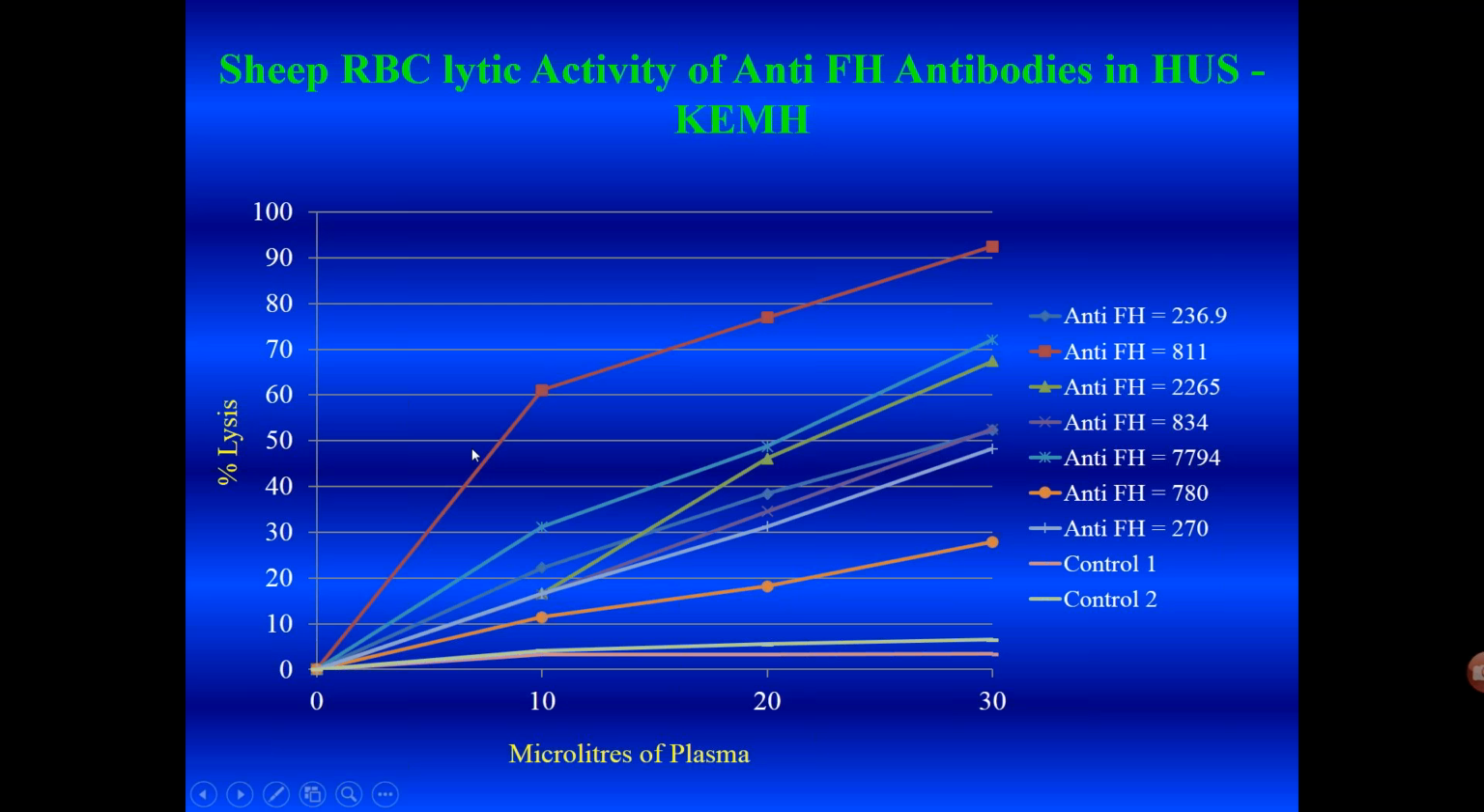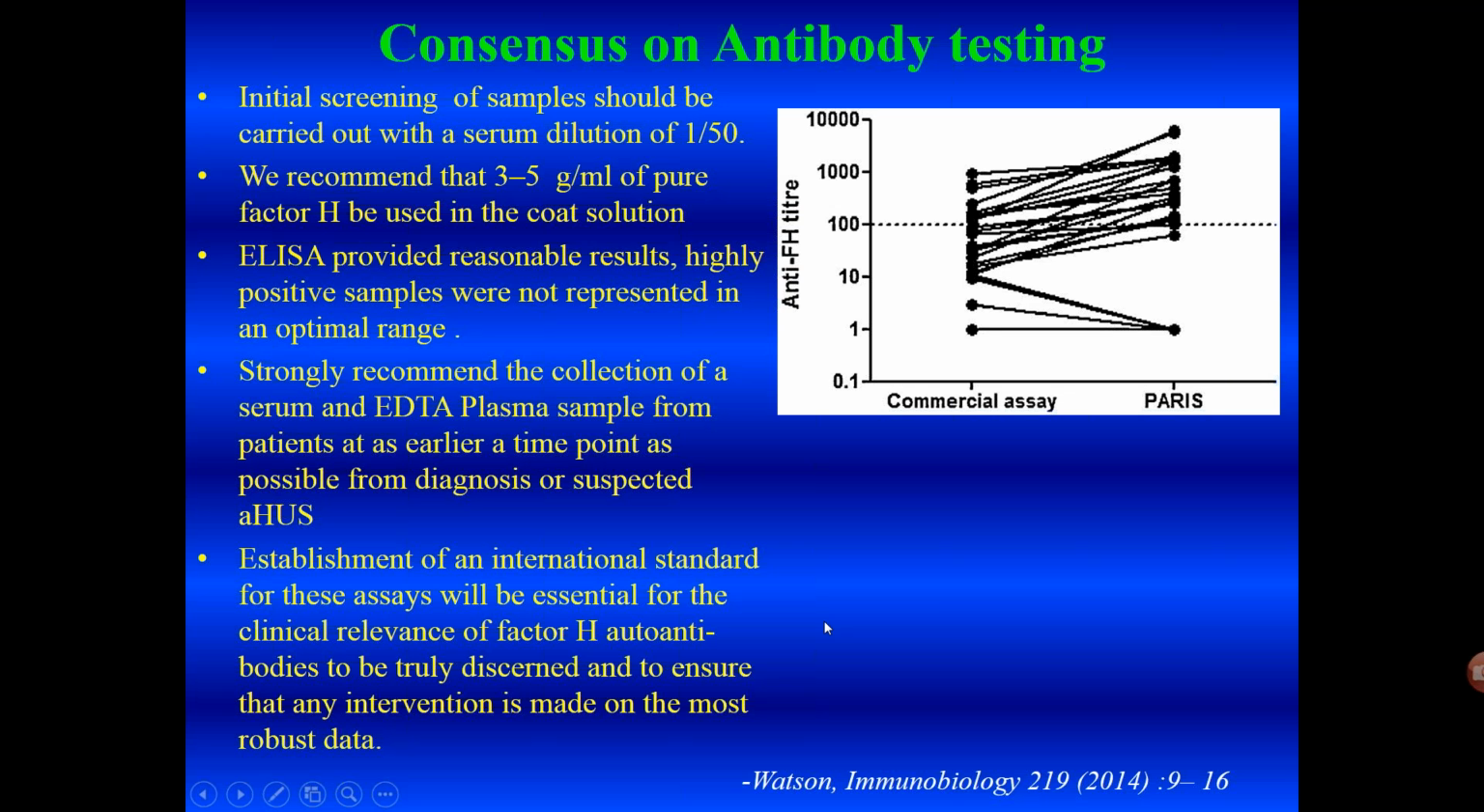This patient had a severe relapsing course, 7 times relapsed in the course of a year and a half, and his antibody titer is around 811, but it produces severe sheep RBC hemolysis. Whereas this patient, whose titer is almost 10 times higher, doesn't produce quite the same degree of lysis, though his antibody titer is almost 8,000. So there appears to be a difference qualitatively among the antibodies found against factor H, and this will require further elucidation.